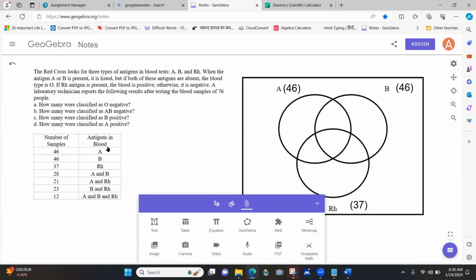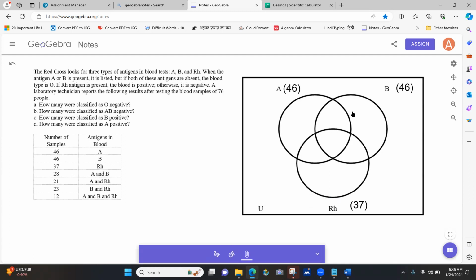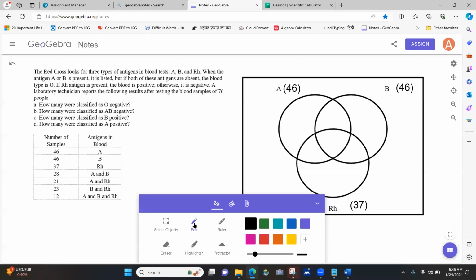Now, things are getting more interesting. I addressed the first three pieces of data, A and B. When I say A and B, I mean this football, the football that's shared between A and B. Sorry, let me do it nicely. A and B means this. This football together should be 28.